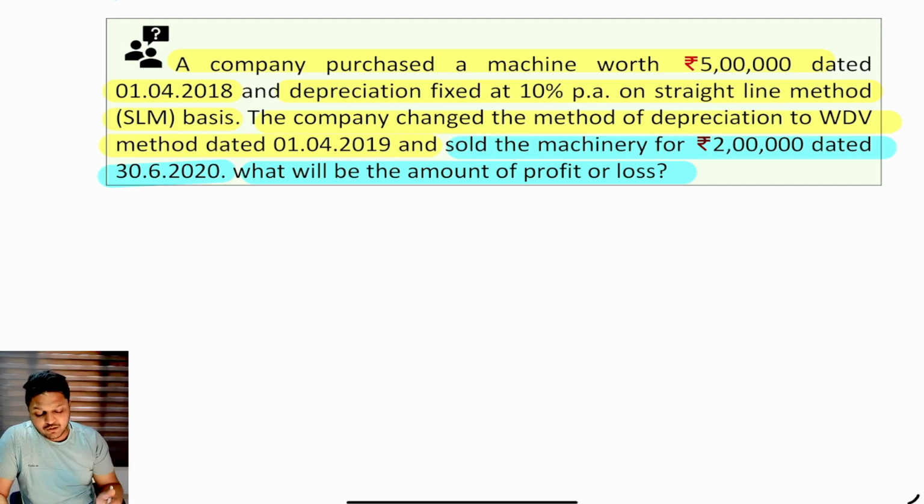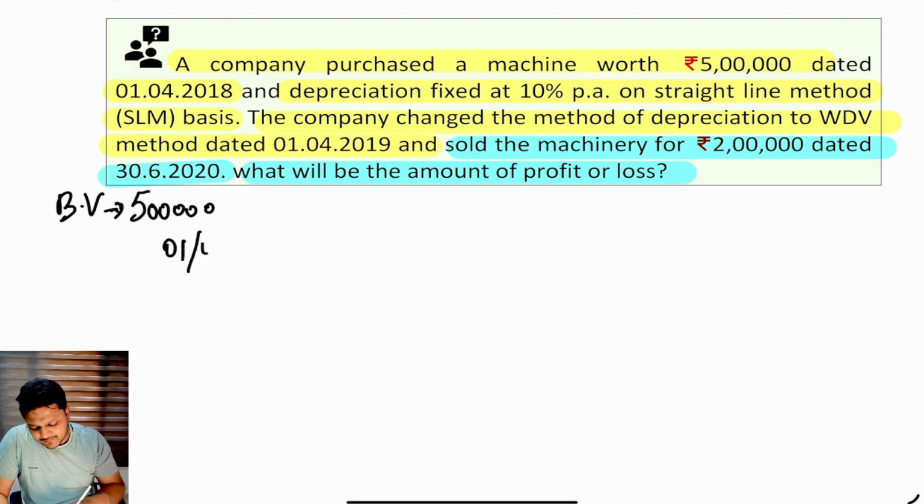Okay, now let's get back to the question over here. A company purchased the machinery. So the book value is given to be rupees 5 lakh. This is the book value that you are provided with. Rupees 5 lakh is given over here, and this is dated 1st of April 2018.